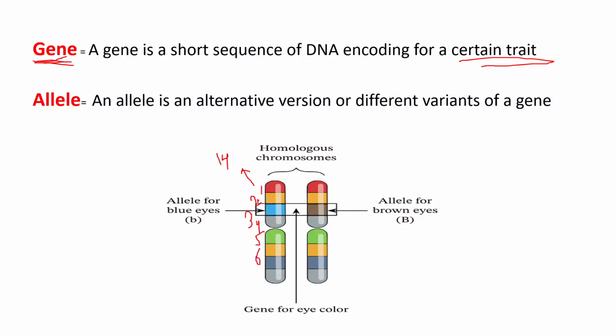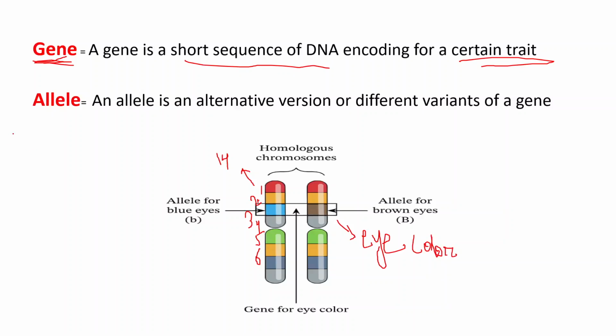So each locus consists of some kind of gene. What is a gene? A gene is a short sequence of DNA which encodes a proper characteristic or a certain trait. Suppose eye color: in the third locus you have the gene for eye color. Eye color is your gene, or you can say it is a trait or a characteristic. So the gene is the characteristic.